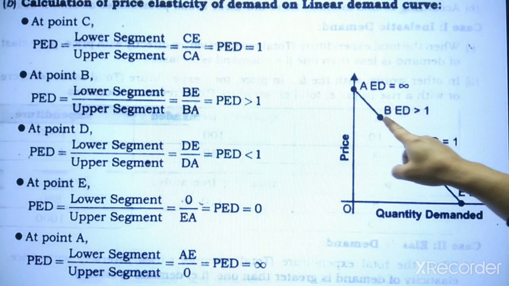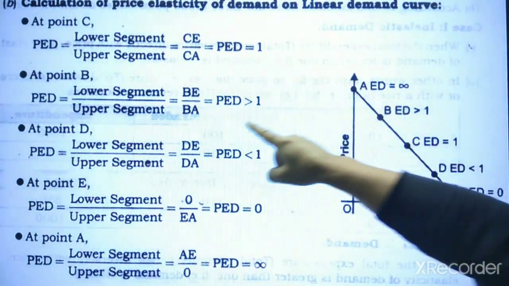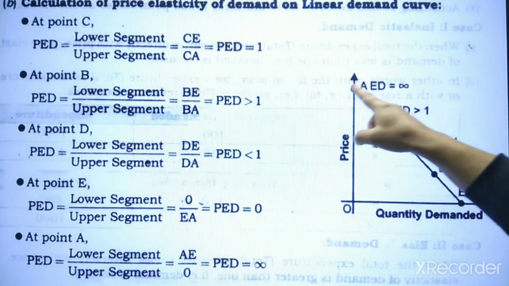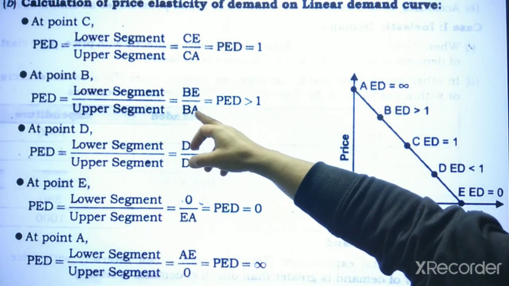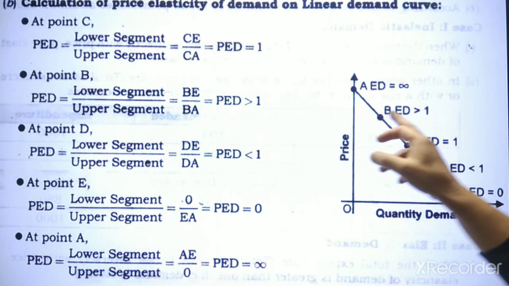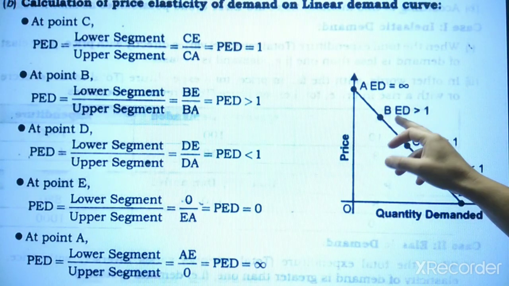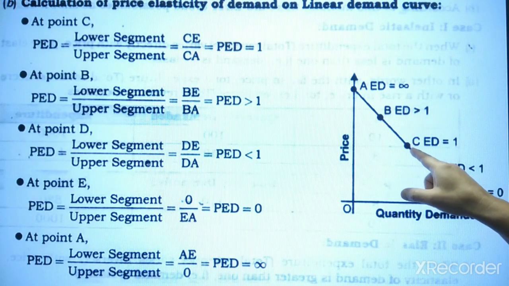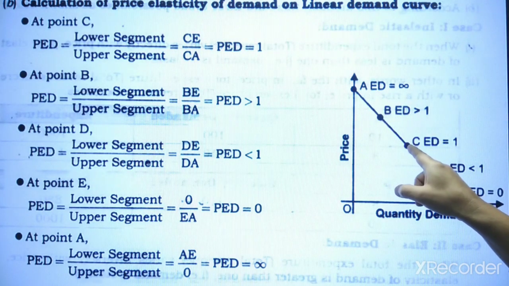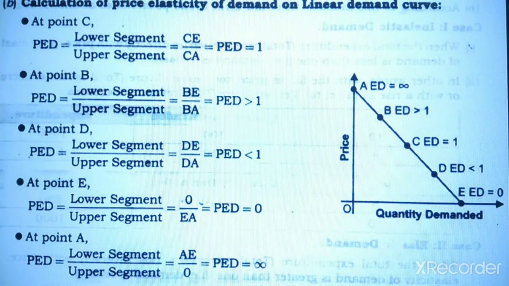Now let's take another point, point B. Here the lower segment is BE and the upper segment is BA. The lower segment is greater than the upper segment, meaning BE is greater than BA. So if you divide, the value will be greater than 1. So point B indicates elastic demand. So all the points between C and A indicate elastic demand.